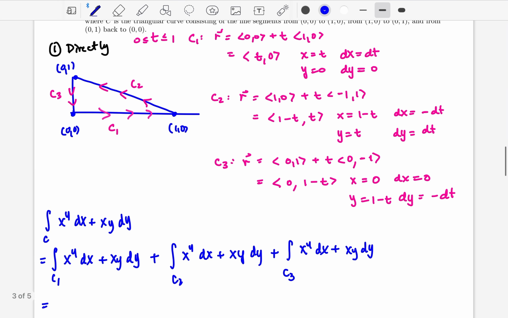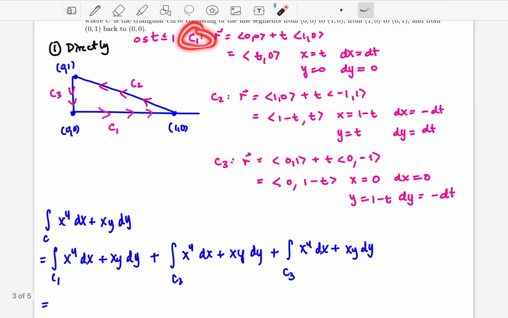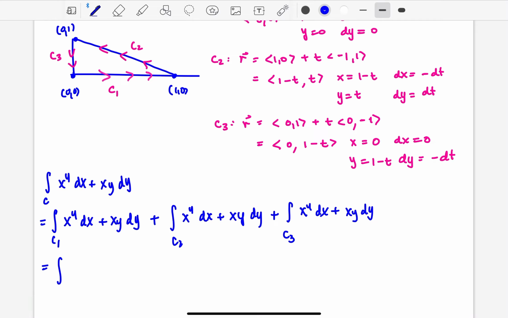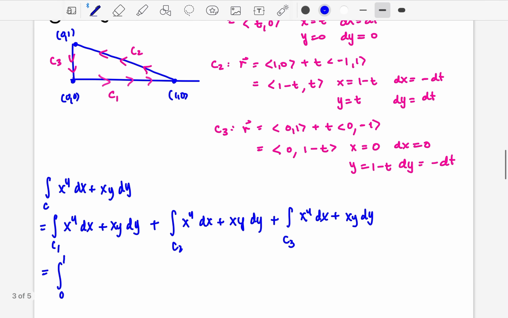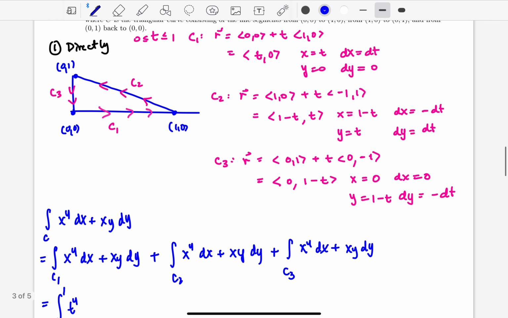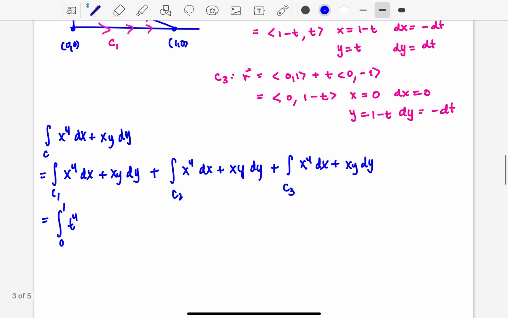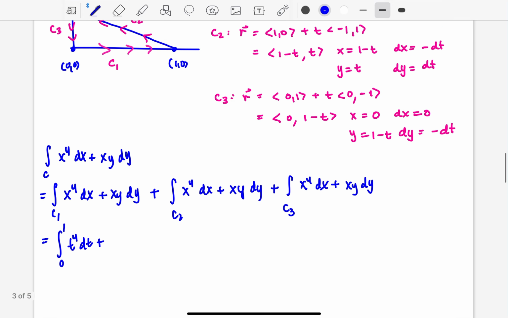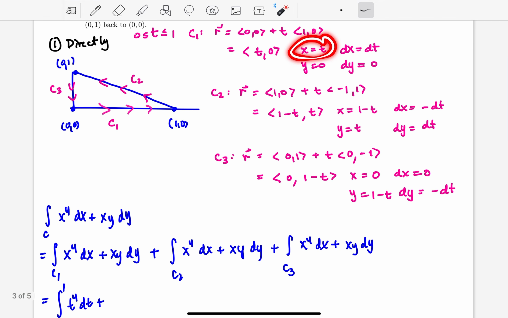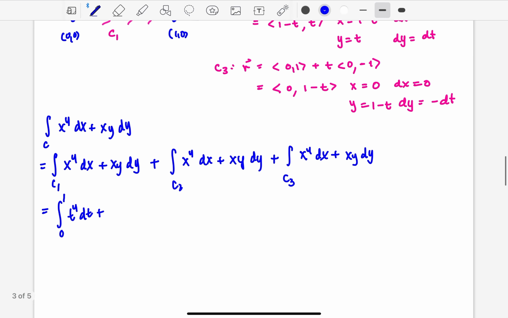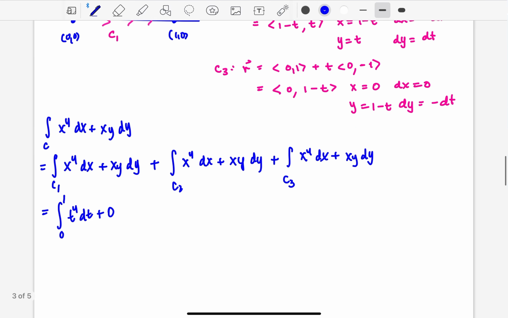So along C1, x is t. So this is the integral from 0 to 1. Everything depends on t now. X is t, so this is t to the fourth. Dx is equal to dt. So we have dt plus x times y. X is t, y is 0, so I get 0 times dy, which is also 0. So I'm done with the first parameterization. I'm done with setting up my integral in terms of t.